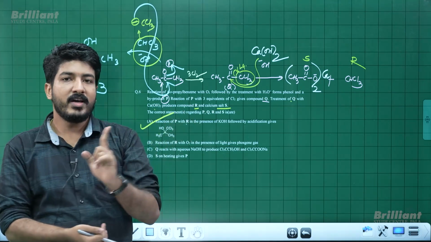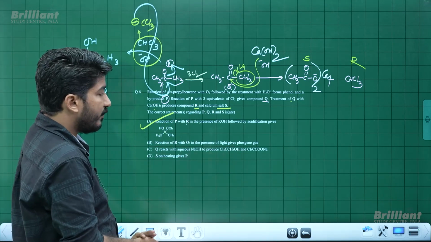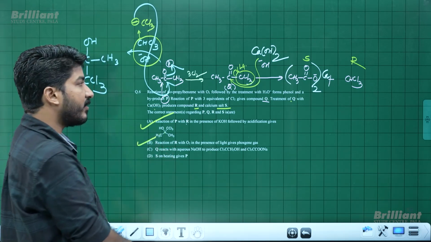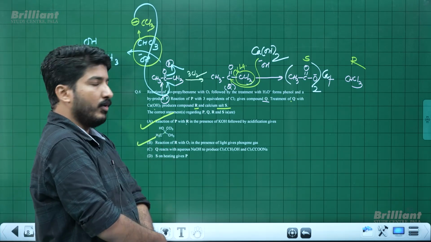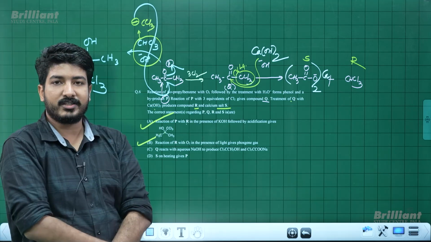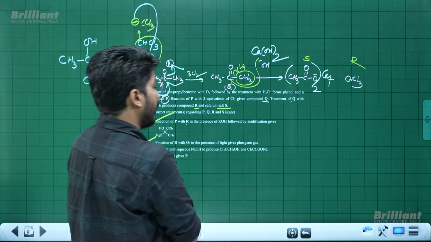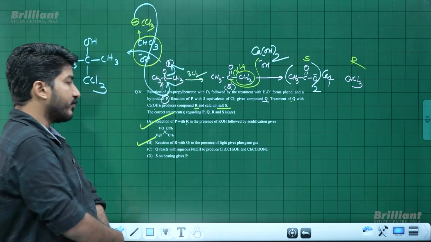Now going to next option, reaction of R with oxygen in presence of light gives phosgene gas. Okay, a well known fact. R was chloroform, and we know from haloalkanes chapter that chloroform on slow oxidation with air in presence of light will form phosgene, COCl2. So that is a true statement.